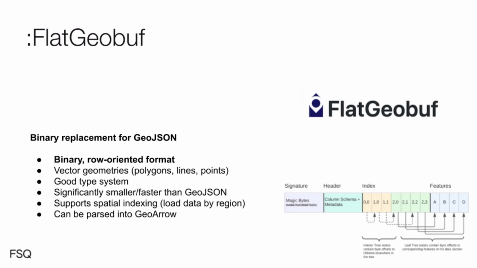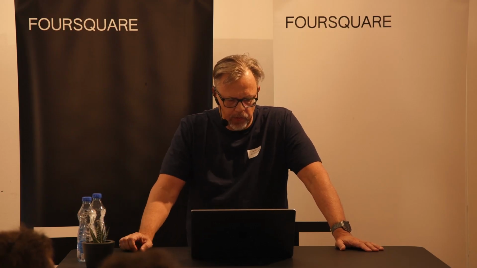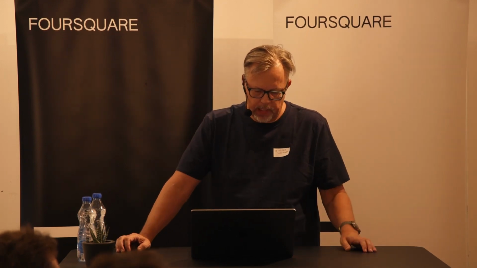So FlatGeobuf is a row-oriented format that has many of the benefits, also for vector geometries. It's much faster. And I'm actually going to show you a slide later on that shows a little bit of the performance differences when loading these things. It also supports spatial indexing, so if you organize the file, you can also do partial loads. And this also passes very cleanly into GeoArrow.